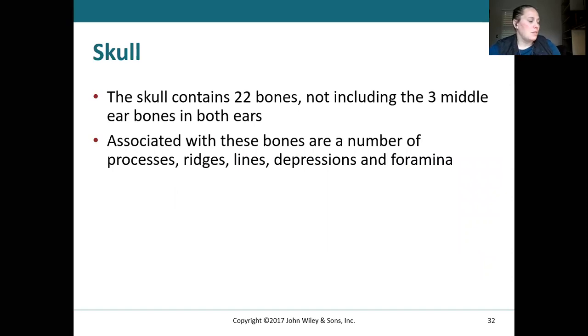Okay, so this particular slide, we've got this skull. The skull contains 22 bones, not including the 3 middle ear bones, and associated with these bones are a number of processes, ridges, lines, depressions, and foramina. So I'll just say right now that I'm not going to ask you to memorize these, except we will be memorizing the sutures. We will be memorizing the sutures that are associated with the larger bones of the skull.